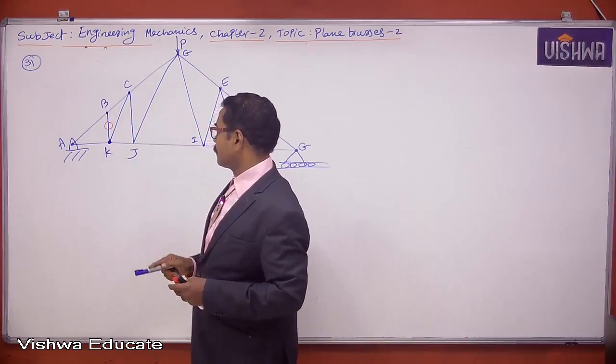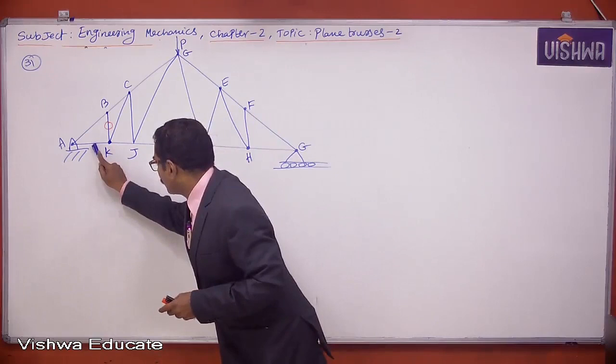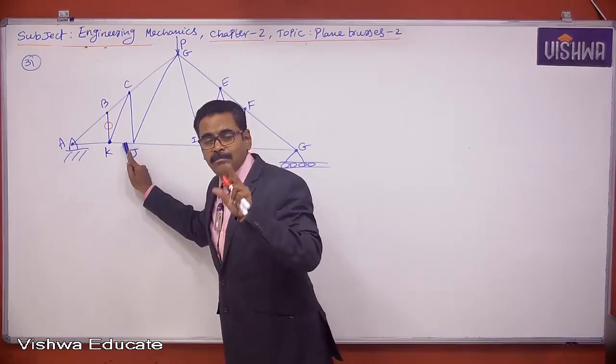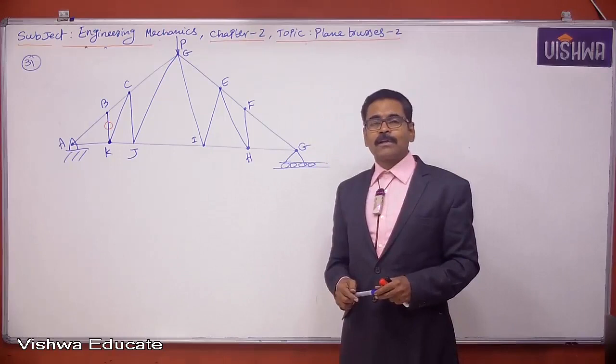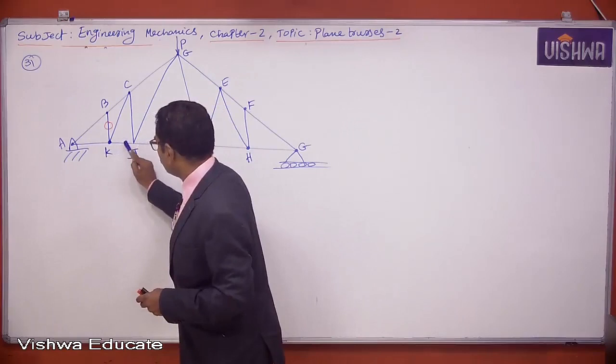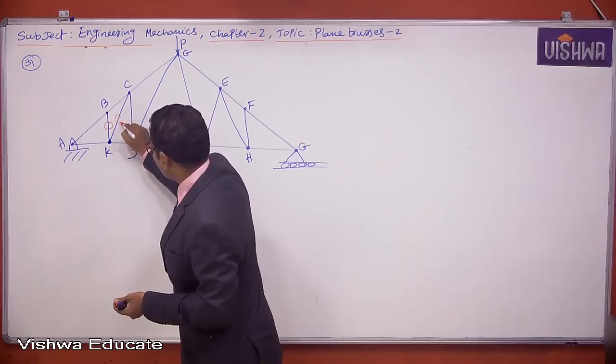Out of these three members, two members are collinear. Member AK is collinear to member KJ. And at joint K, no external load is acting. So in this scenario, what is the load carried by the third non-collinear member? Member KC is the non-collinear member. That non-collinear member will carry zero load.